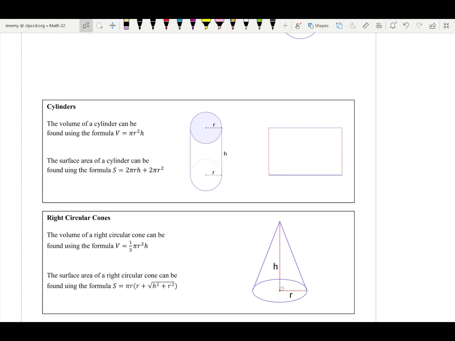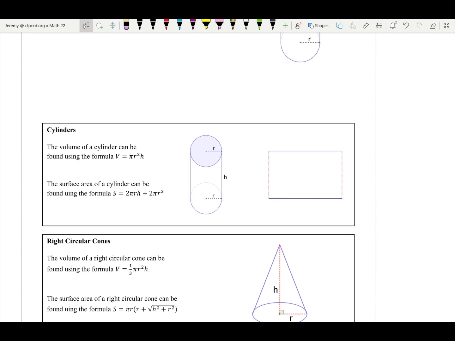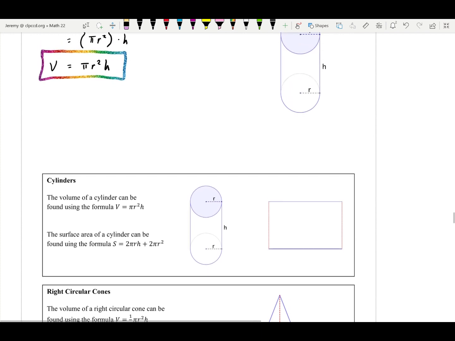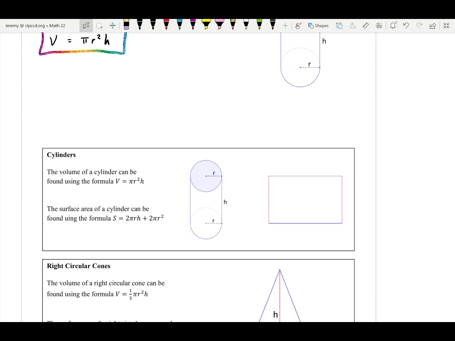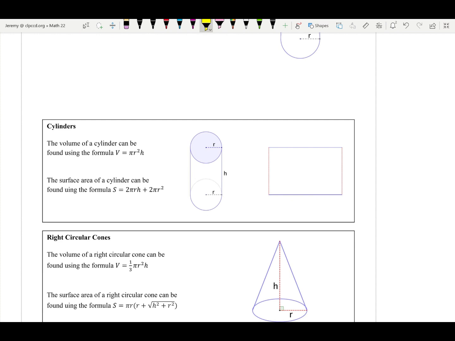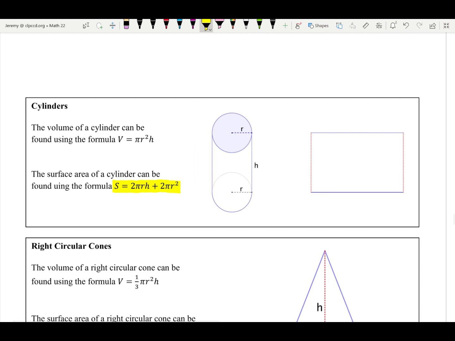So here it is down here. Here's our cylinder. The volume of the cylinder can be found using the formula V equals pi r squared h, which we just found. How about the surface area? We're given this formula, S is equal to 2 pi r h plus 2 pi r squared. So where did this come from? Remember, the surface area is just adding up the area of all of the surfaces around the entire three-dimensional shape.